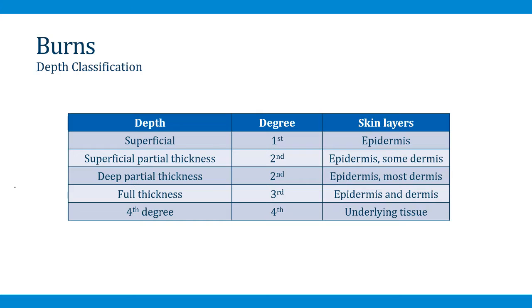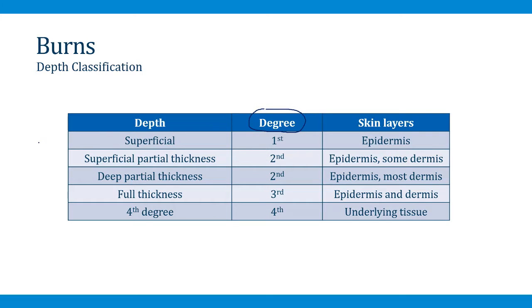For classifying burns in terms of depth, the old system was to assign burns a degree. This is what was in place when I was in training. So by this system, burns could be first degree, second degree, third degree, or fourth degree burns. That system has been replaced, although you will still see many people use it, and I'll talk about it in this video. The new system gives a name for the depth of the burn.